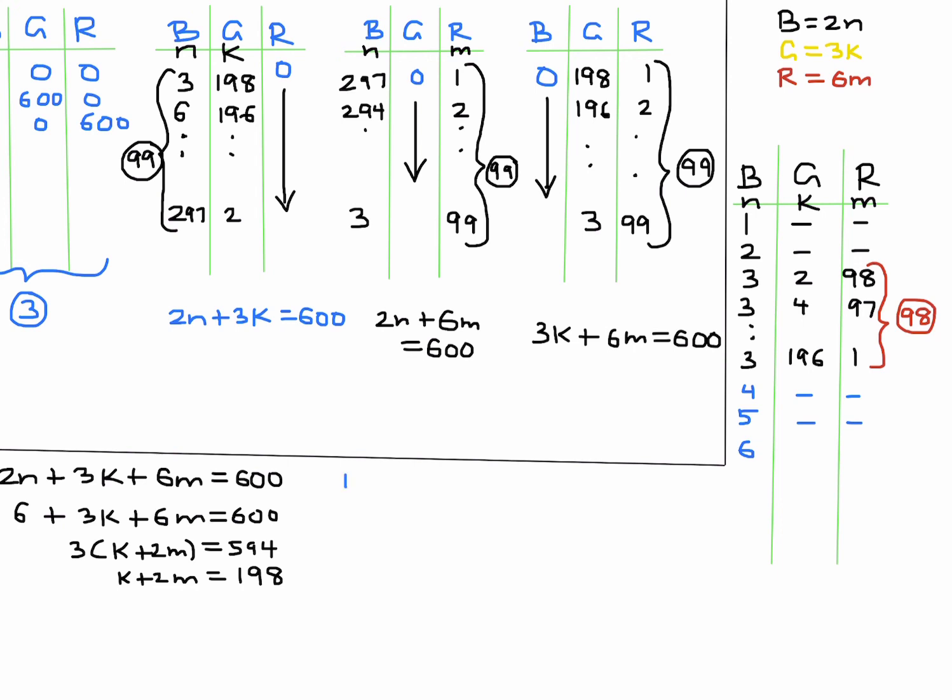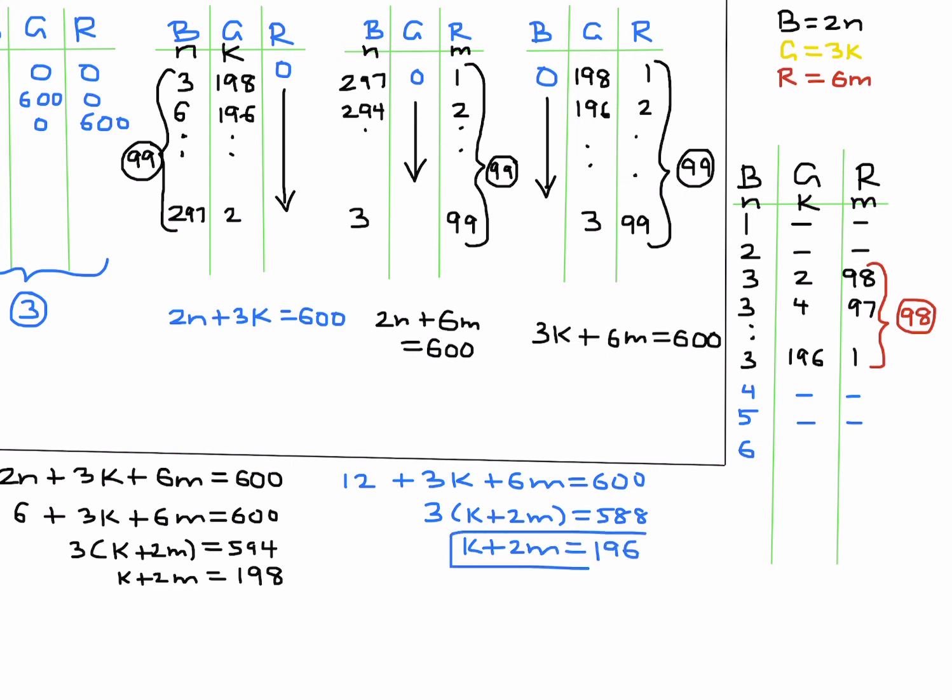Well, this 2n would become 12 plus 3k plus 6m is equal to 600. So that means 3, and let's factor it out, k plus 2m is going to be 588, correct? And then now we divide through by 3, and you get k plus 2m is equal to 196. So now we have to figure out integer solutions for this with n fixed as 6. And that's not too big of a problem. We know that k is not going to give you anything when it's 1, but when it's 2, you start getting integer values. And that first one is 97.